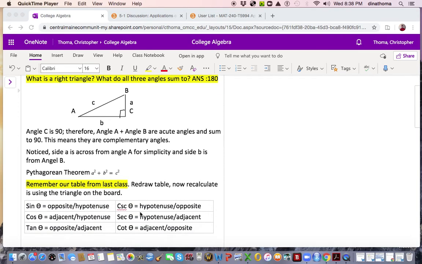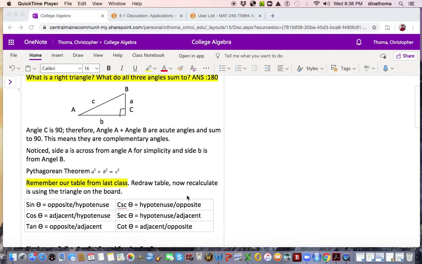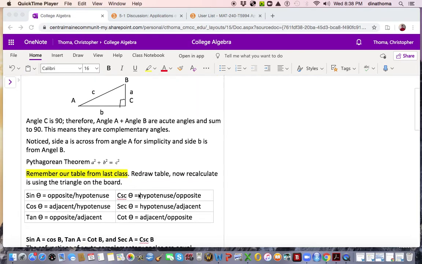From last class, we learned sine, cosine, tangent, cosecant, secant, and cotangent, and we had y's and x's and r's. Well, now I'm going to change it to where we have opposite over hypotenuse. I still have theta for now, but you can put in A. So if I put in sine A, opposite over hypotenuse means it will be little a over little c.